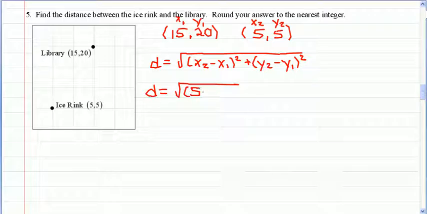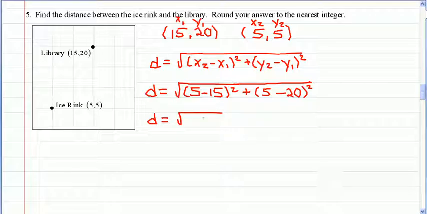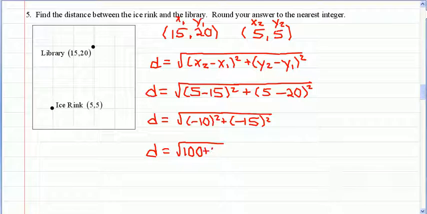And I have 5 minus 15 squared plus 5 minus 20 squared. Let's extend that square root symbol. And if we take 5 minus 15, that's negative 10. And then 5 minus 20 is negative 15. And negative 10 squared is 100. Negative 15 squared is 225. Add them together, and we get the square root of 325.